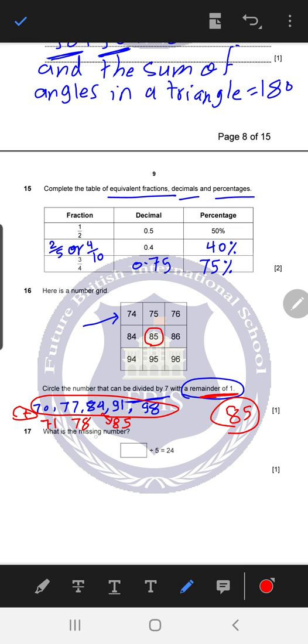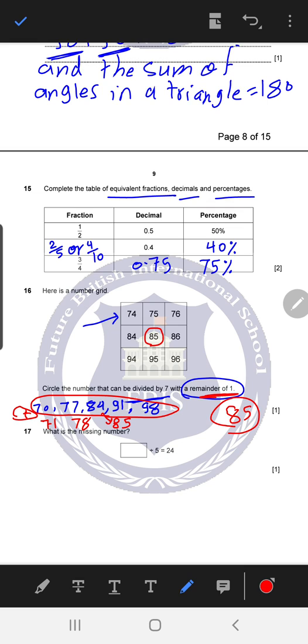Again, we write the times table. We know that from the times table of 7, 7 by 10 is 70. So we start with 70 and start adding 7. Those numbers are divisible by 7. But if we add 1, the answer will give a remainder of 1 when we divide by 7.